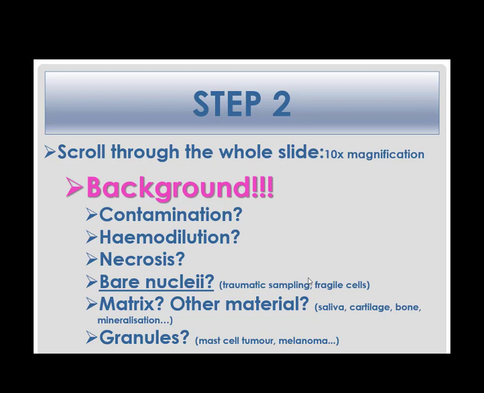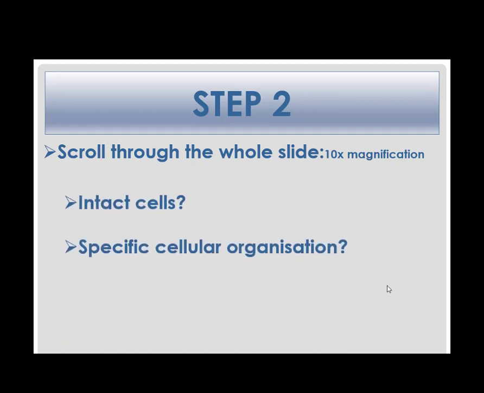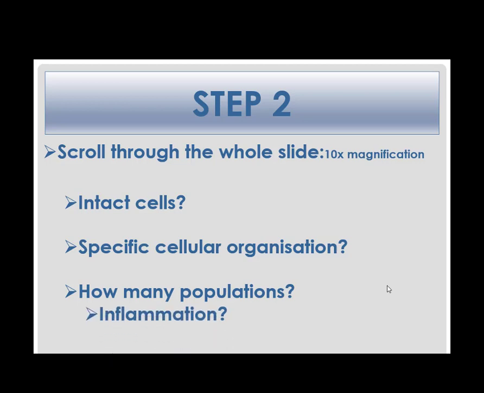These are the questions you should have in mind when making your first overview of the slide. Is there any contamination, hemodilution, necrosis, bare nuclei, matrix, or granules? It is also important to verify that you have intact cells. You will need to see if the cells are organised, and in what manner, which can give you an idea of their origin. You need to see how many cell populations are present. Do you have one single population or several? Is there inflammation present? Are the cells epithelial or mesenchymal? All this is important to note.